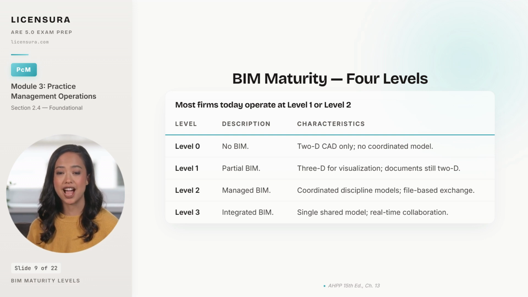Five takeaways tie the BIM discussion to the firm-level investment decision.